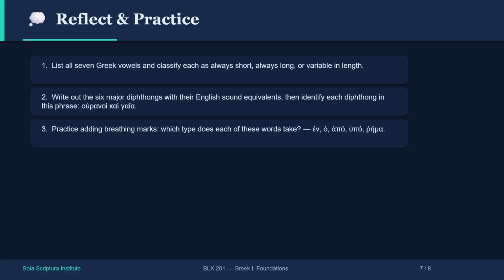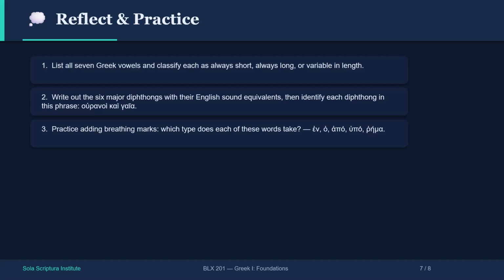Reflect and practice. So you want to start by listing all 7 Greek vowels and classify each as short, always long, or variable in length. And you want to take time to do this, okay, guys? Please take time to do this. Grab your notebook. Try to write out your vowels from memory. Then you want to write out the 6 major diphthongs with your English sound equivalents.